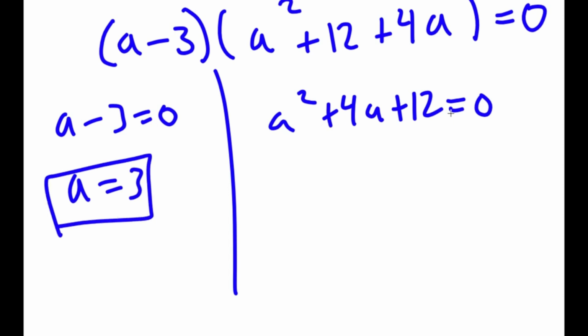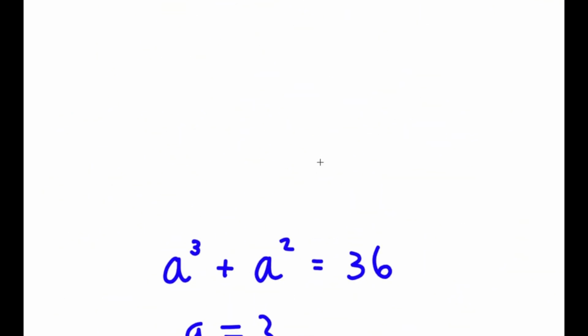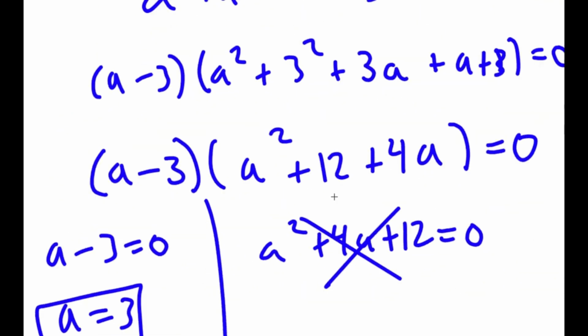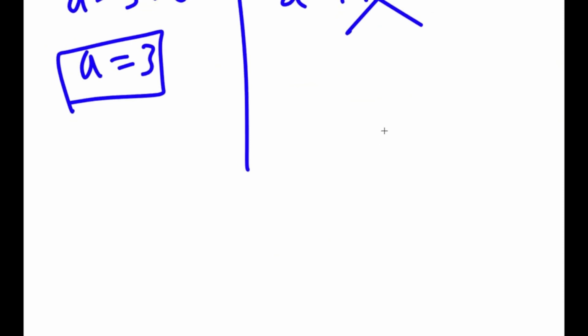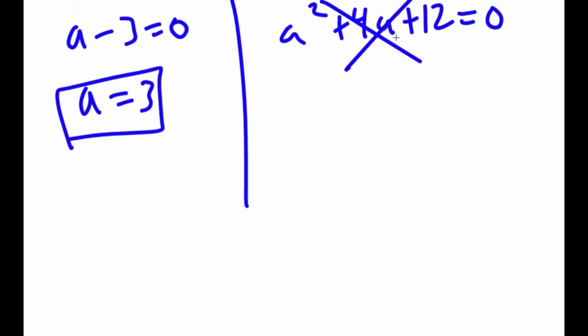And for a squared plus 4a plus 12 equals 0, you have to use the quadratic formula to solve this, and I'm not going to waste your time by doing that. But if you do end up using it, you get that there is no solution because you get the square root of a negative number. So now that we know that a equals 3, remember how this is actually going to be our only solution because this doesn't work. So a equals 3 is our only solution.